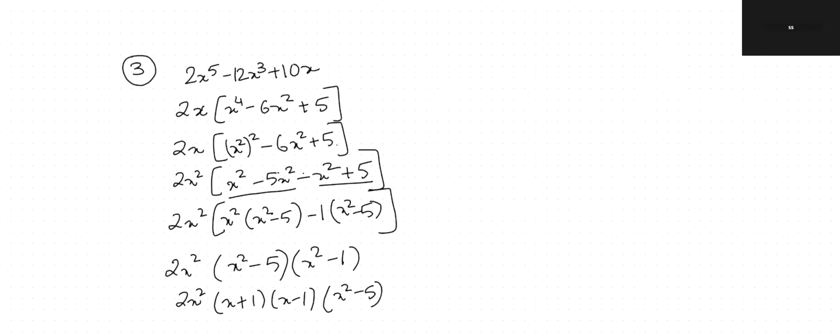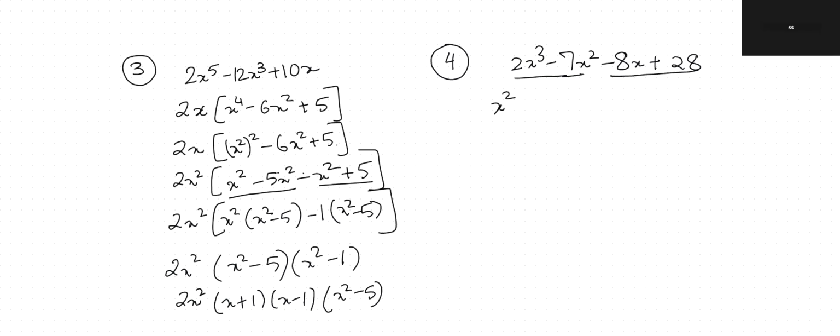Now the other problem is 2x cubed minus 7x squared minus 8x plus 28. Okay. So it's very clear we can make the groups of 2 and factor out the common factor. In this, the only common factor is x squared. So we factor x squared out.